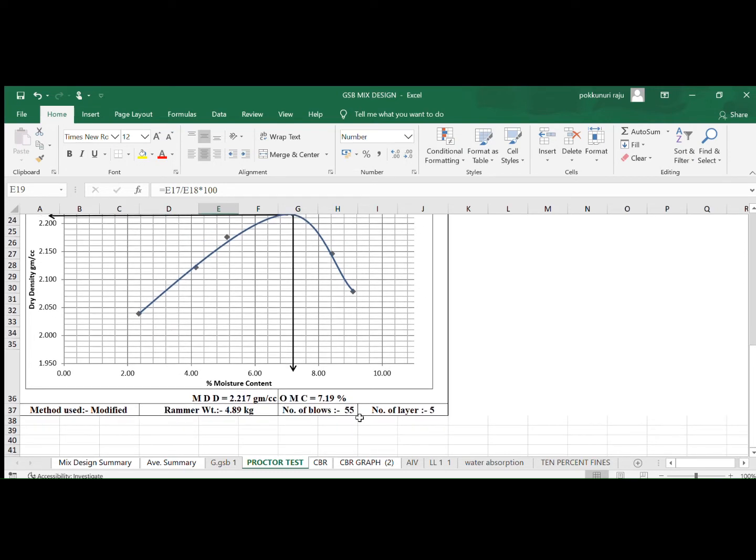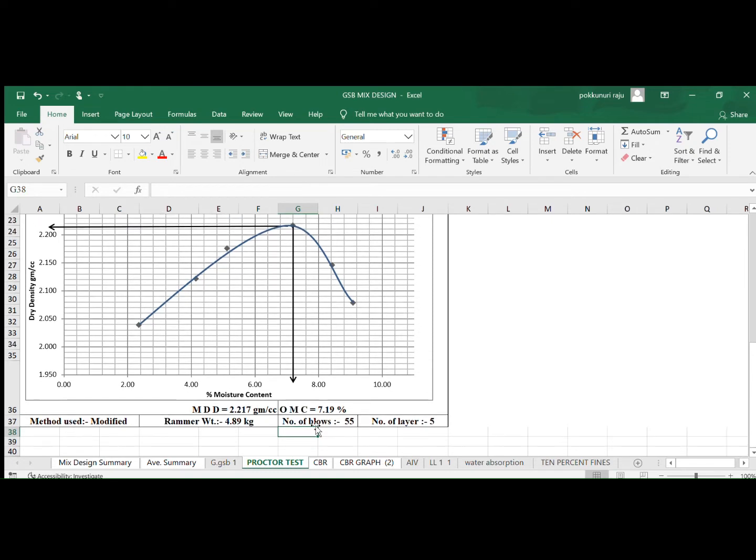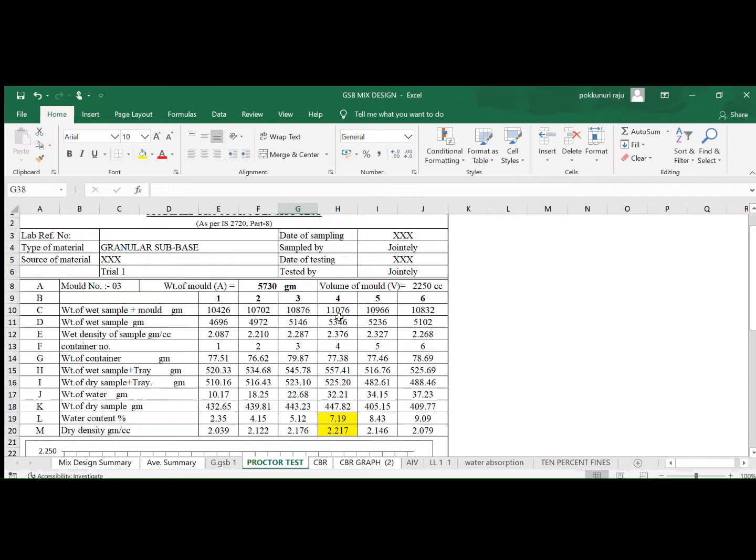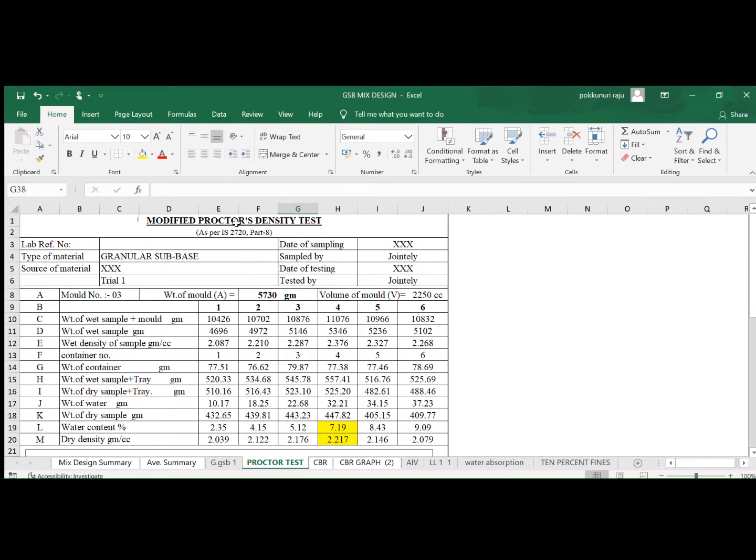percent. Now the weight of the rammer used to determine the Proctor density is 4.89 kgs, and the number of blows is 55, and the mold is filled in 5 layers with 55 blows in each layer. That is the reason why it is called the modified Proctor density, which is done as per IS 2720 part 8, as you can see on the top side.